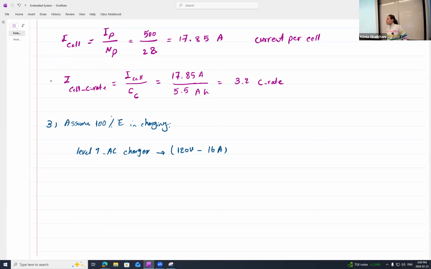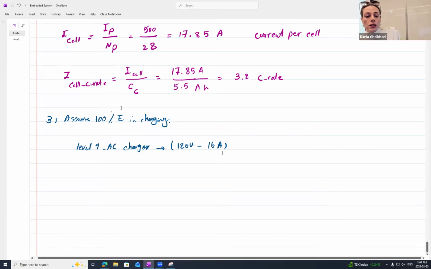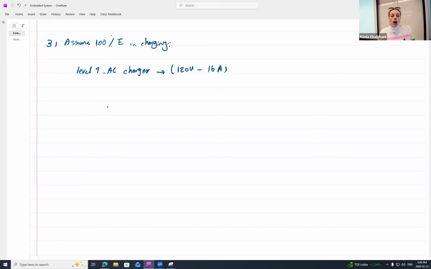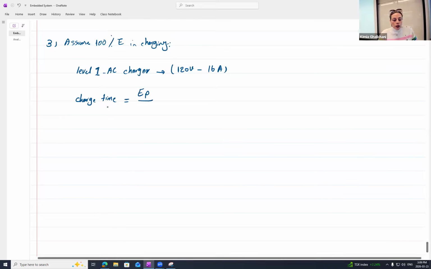So it depends. If I'm looking for how long it will take for the charge, it depends which kind of charger I'm using, right? So it's super important. If I wanted it to be a fast charge, it means taking less time. Therefore, I have to use higher level, not level 1. If I'm using level 1, I have to say charge time is going to be the pack energy divided by the outlet power.